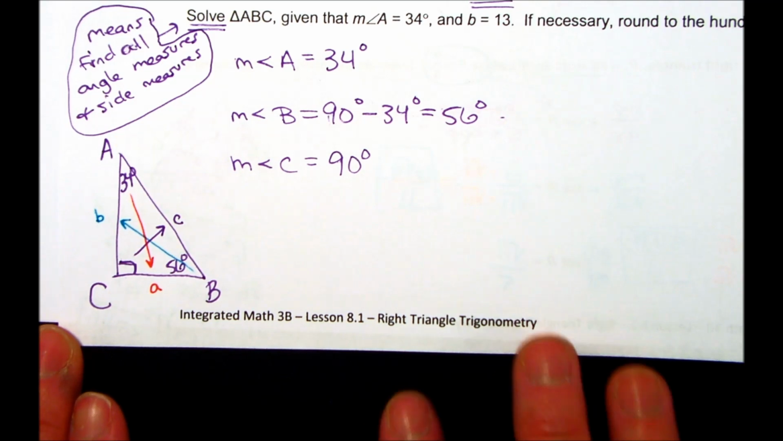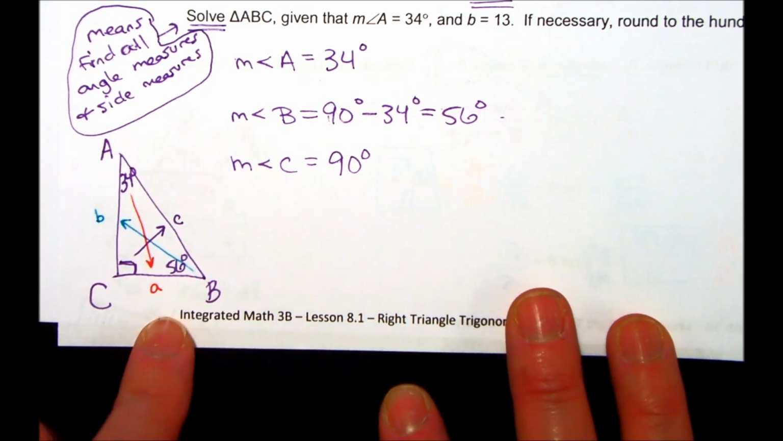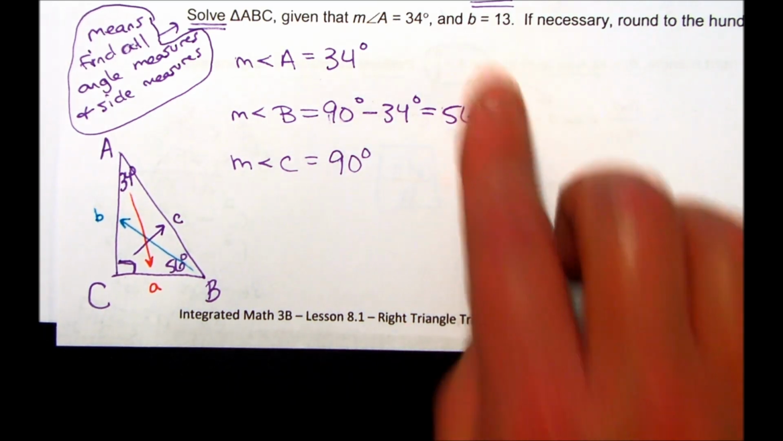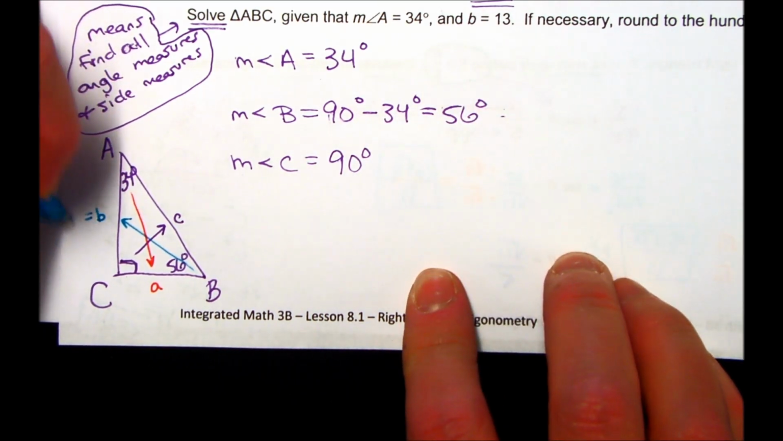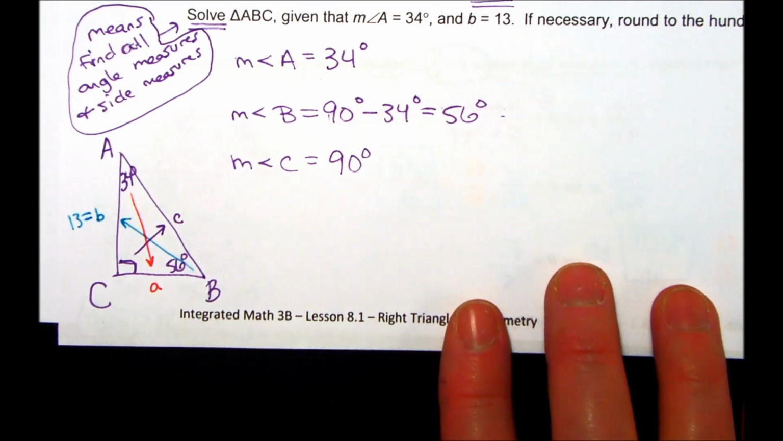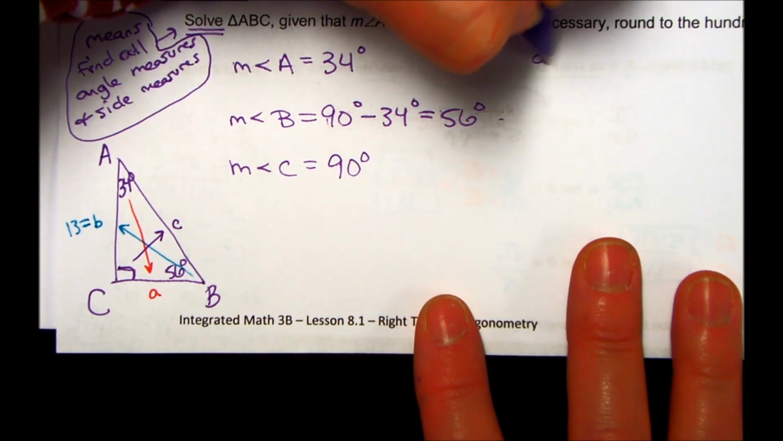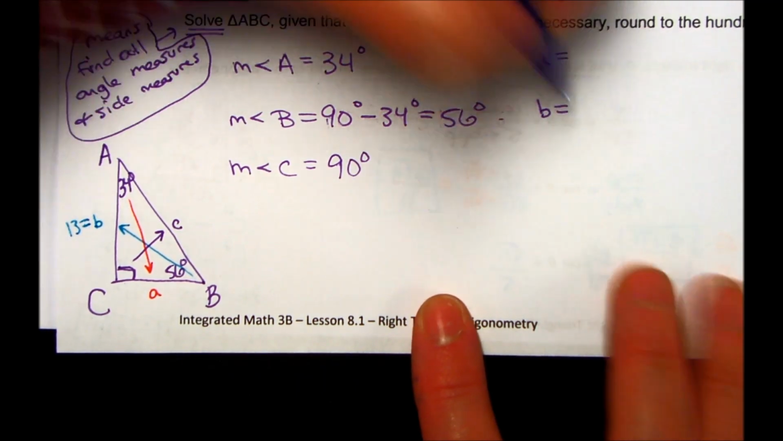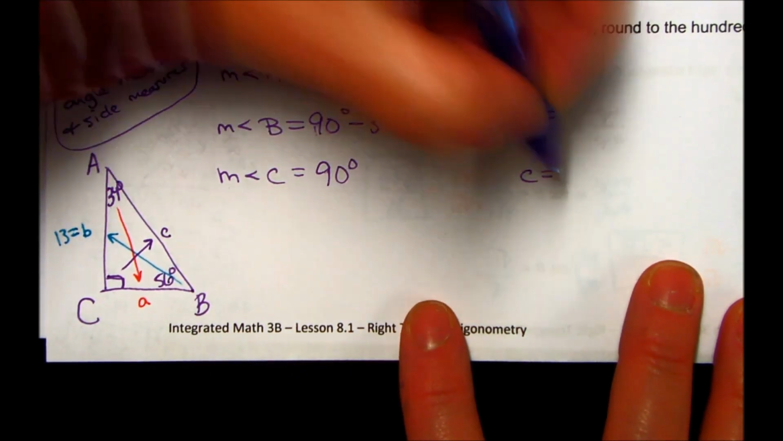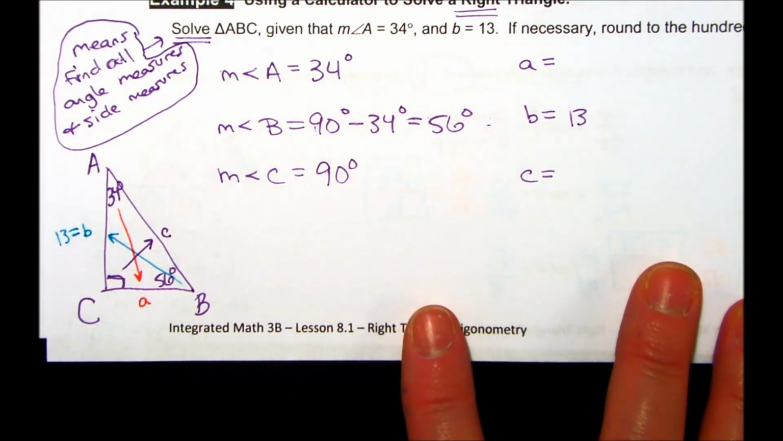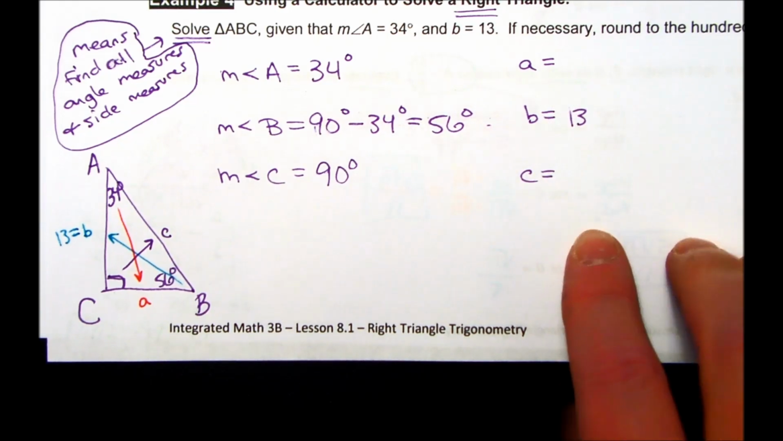So when you're drawing these triangles, it helps to draw them out and to label everything. They've told us that side B is 13. So we found all the angles. Now we need to find all the sides. We're going to find side A, side B, and side C. Well, we're given side B is 13. We need to then find A and C.